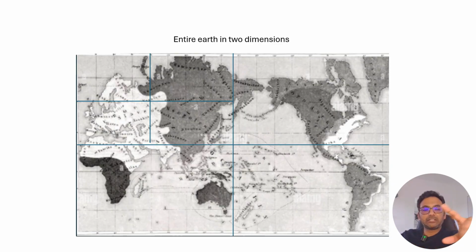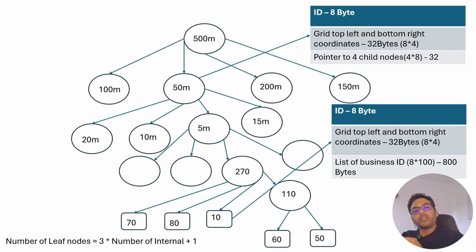So this is the earth map, a 2-dimensional map. I started breaking it down into 4 quadrants. See, rather than thinking about the size of the space, we are saying here that we have a total of 500 million businesses. We split into 4 quadrants. Now we have 100 million businesses in one quadrant, 50 million in another quadrant, 200 million and 150 million.